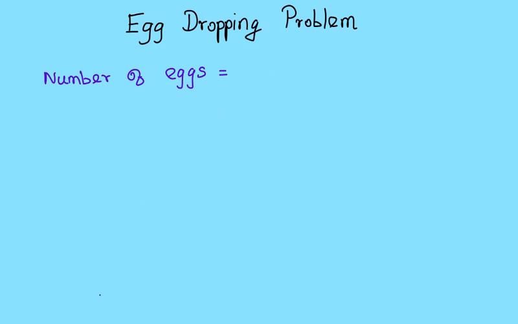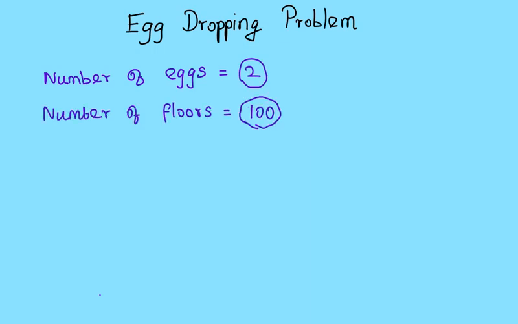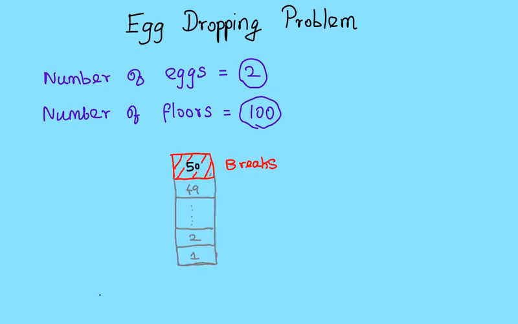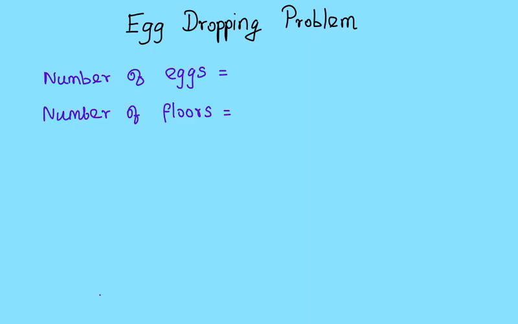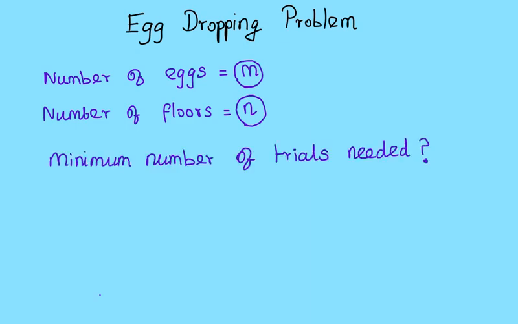But if the number of eggs are lesser, then we cannot afford to do the complete binary search. For example, if we have only 2 eggs and there are 100 floors, then if we drop an egg from floor number 50 and it breaks, then we are forced to check the first 49 floors linearly. It is because we have only one egg remaining. So the question is this: if there are n floors and we are given m eggs, then what is the minimum number of trials needed to find the first unsafe floor?